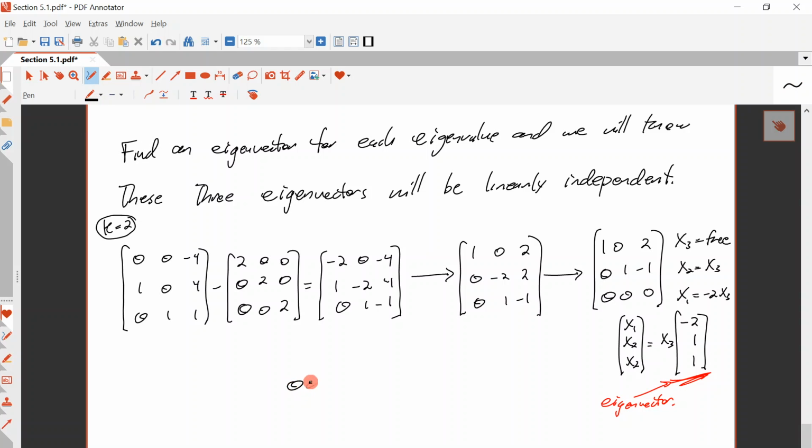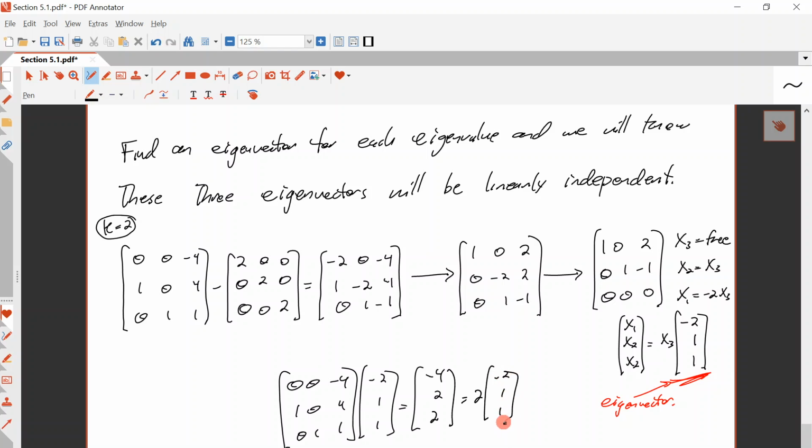Let's check it real quick. 0, 0, minus 4, 1, 0, 4, 0, 1, 1 times minus 2, 1, 1 equal to, so 0 plus 0 minus 4. Right, it's eigenvalue 2. Minus 2 plus 0 plus 4 is 2. And 0 plus 1 plus 1 is 2. Right, so that's 2 times minus 2, 1, 1. So there you go. That's correct. This vector is the same as that vector, so that checks out.